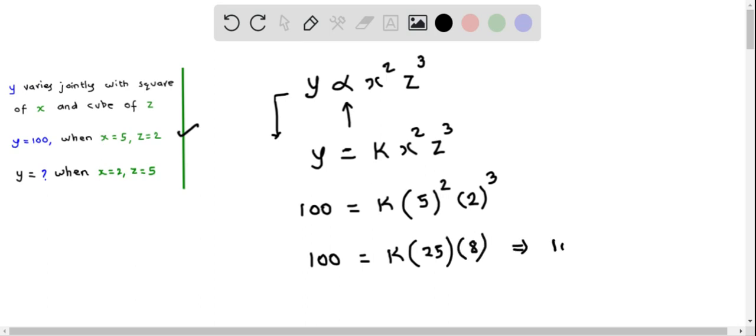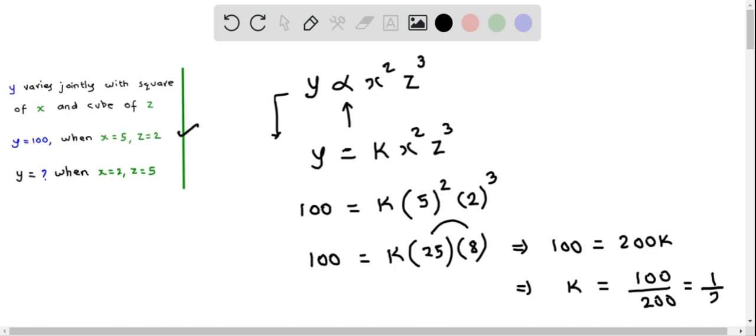So this gives 100 equals 25 times 8 is 200, so 200 times k is 200k. Now let's solve for k by dividing both sides by 200. So when we do that, we get k equals 100 by 200, and this is 1 half. So we determine the value of k equals 1 half.